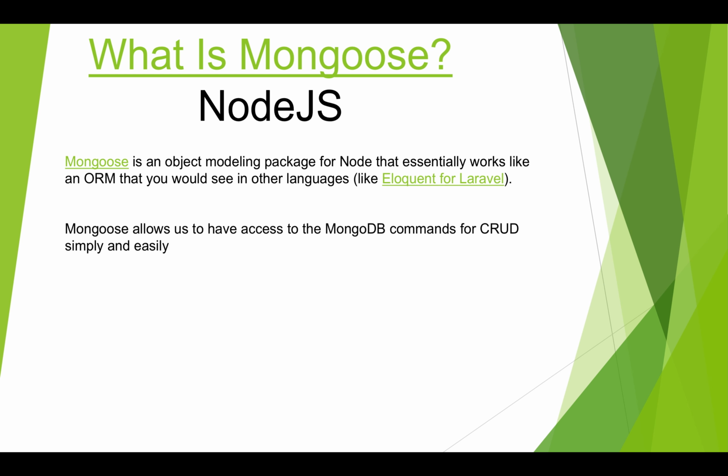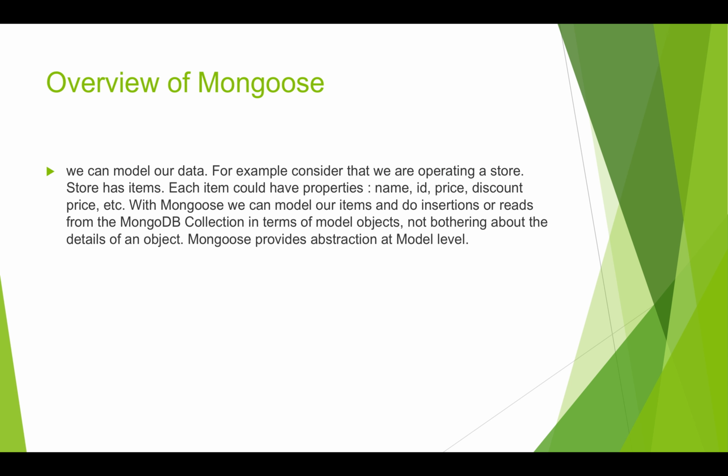Today I will describe MongoDB Mongoose in Node.js. So what is Mongoose? Mongoose is an object modeling package for Node that essentially works like an ORM that you would see in other languages, like Eloquent for Laravel. Mongoose allows us to have access to the MongoDB commands for CRUD simply and easily.